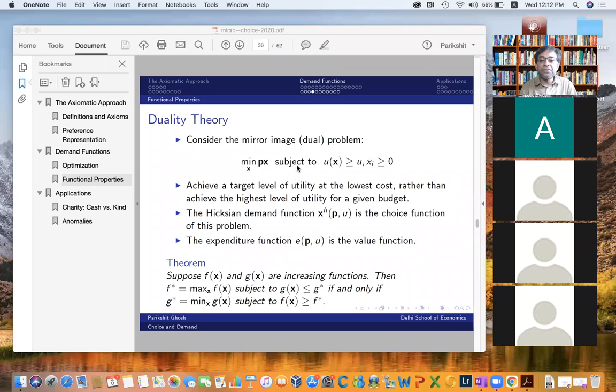And the value function of this dual problem is called the expenditure function, right? Once we find the Hicksian demand functions, or the optimal choices, and plug that back into this function, P times X, we get the minimized value of this, and that is called the expenditure function. Again, because Hicksian demand functions are functions of prices and utility, so are expenditure functions. Okay.